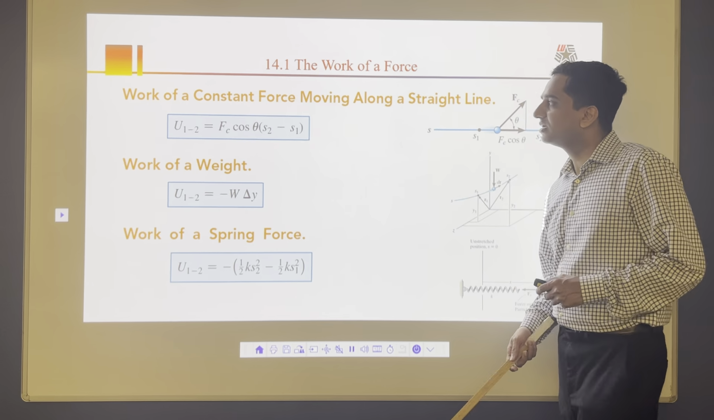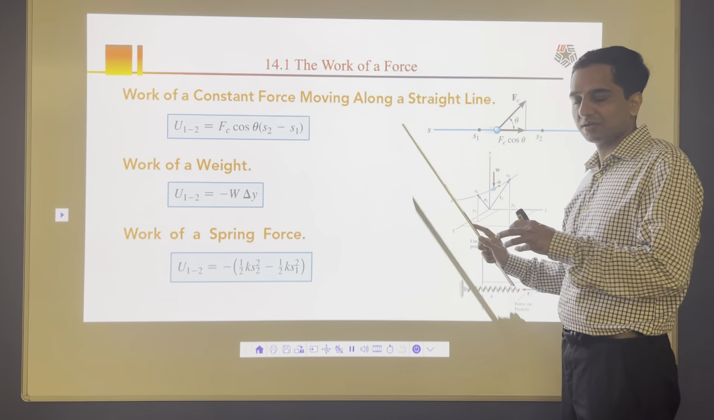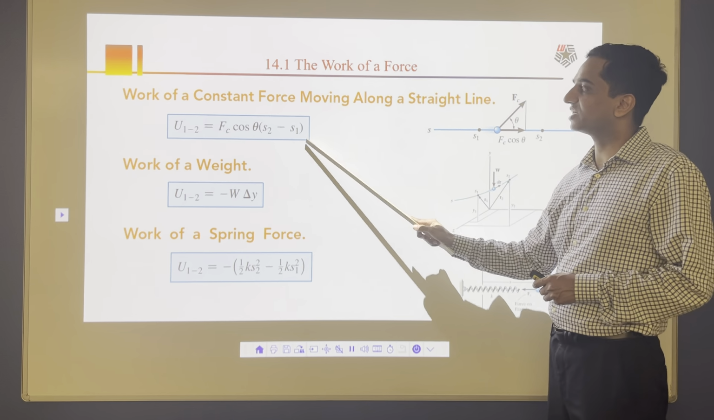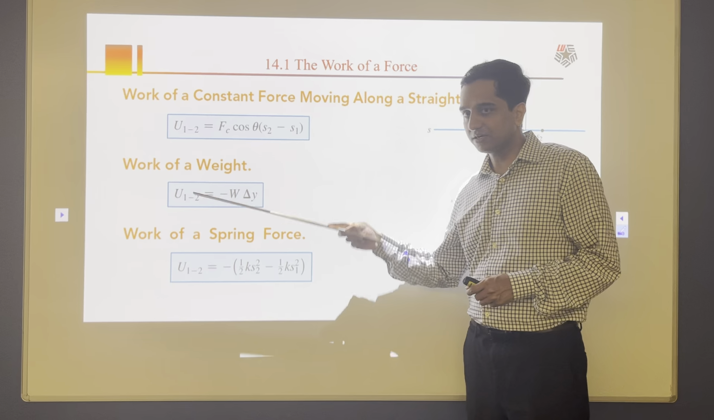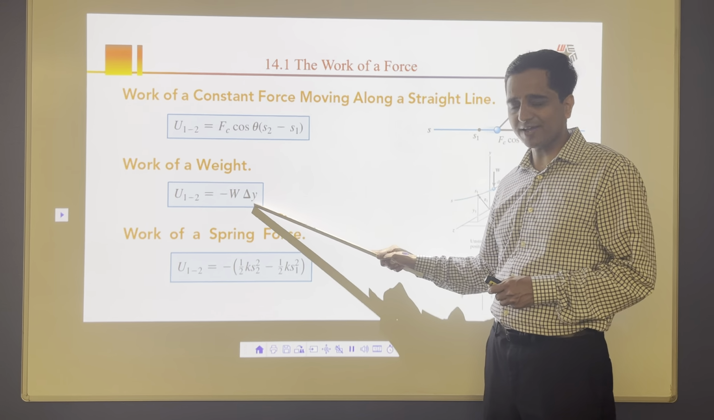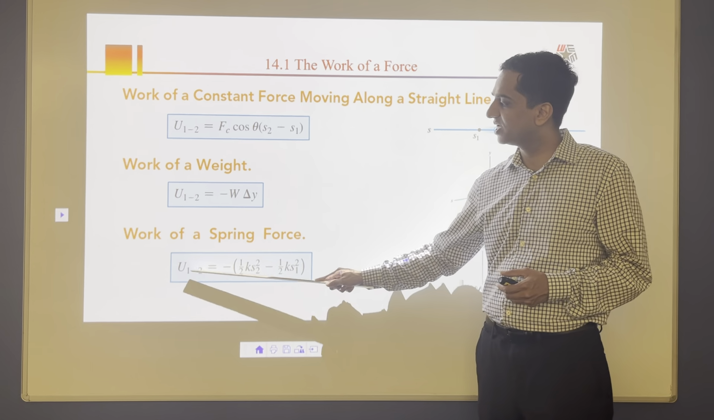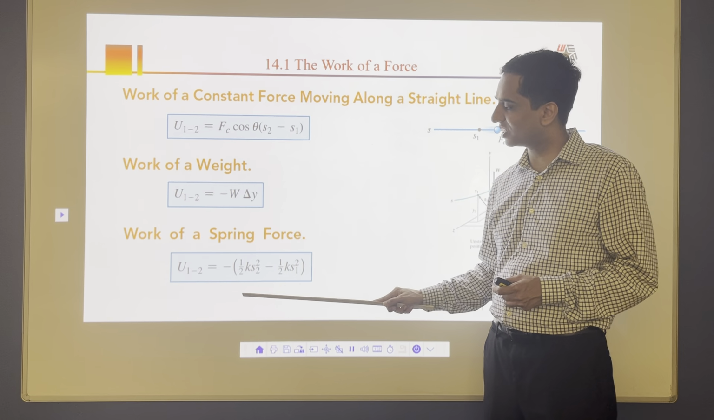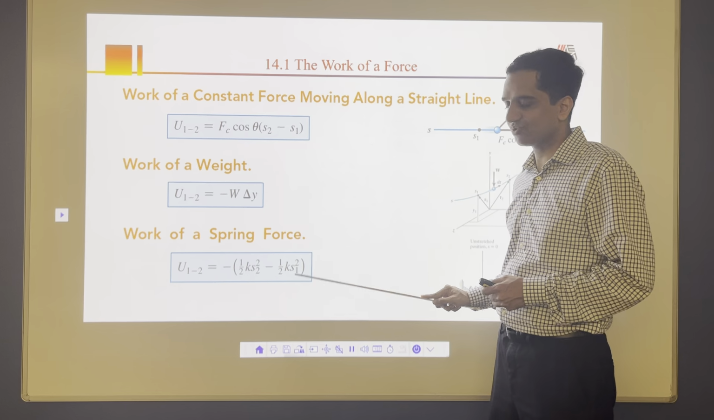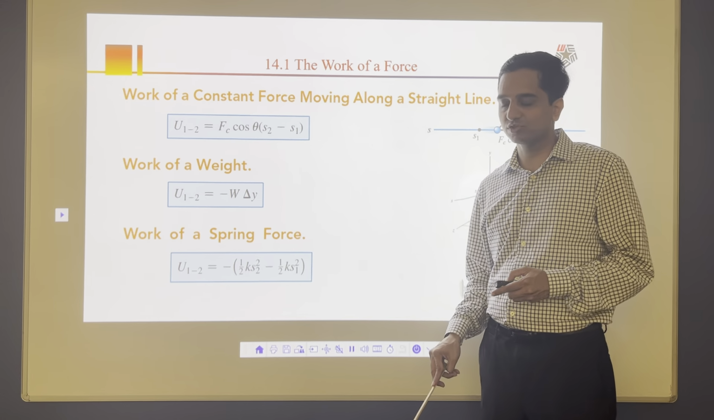So we learned work done in three different scenarios. First, work done by a constant force along a straight line, that will be F cos theta times (s2 minus s1). Then work of a weight, work done due to gravity, U12 is minus W delta y. And finally, work of a spring force: if a spring is involved, then work done is given by this formula, minus 1/2 K s2 squared minus 1/2 K s1 squared. You use these formulas and then you can calculate work done in those scenarios.